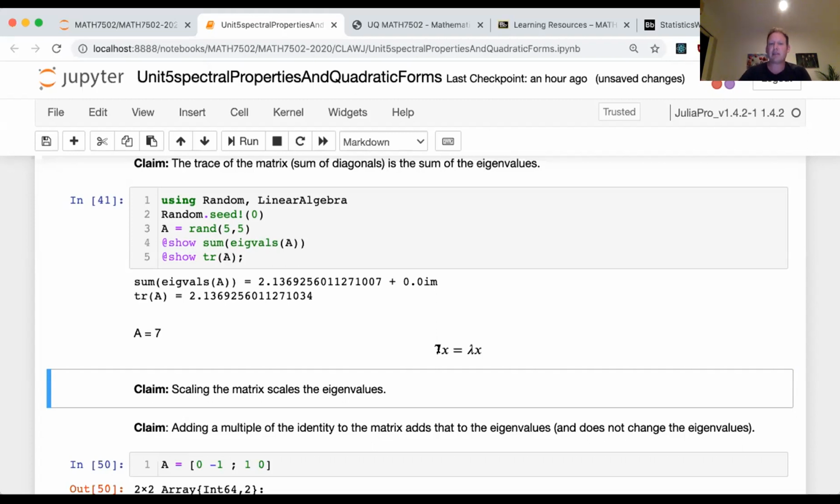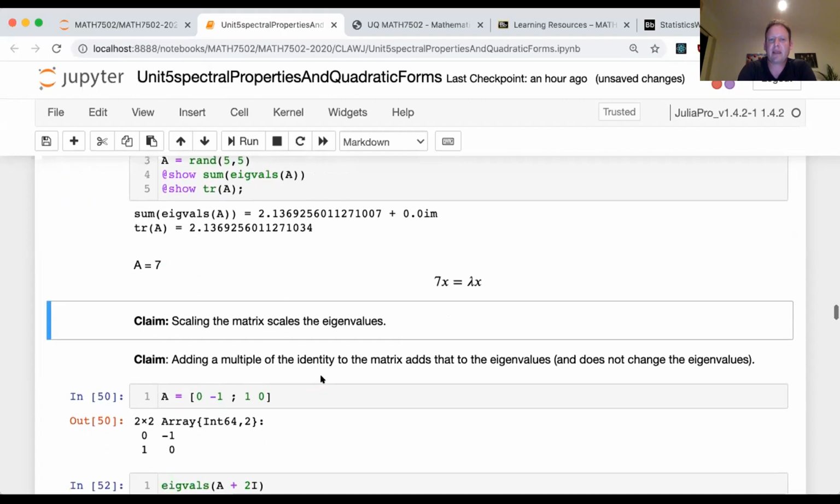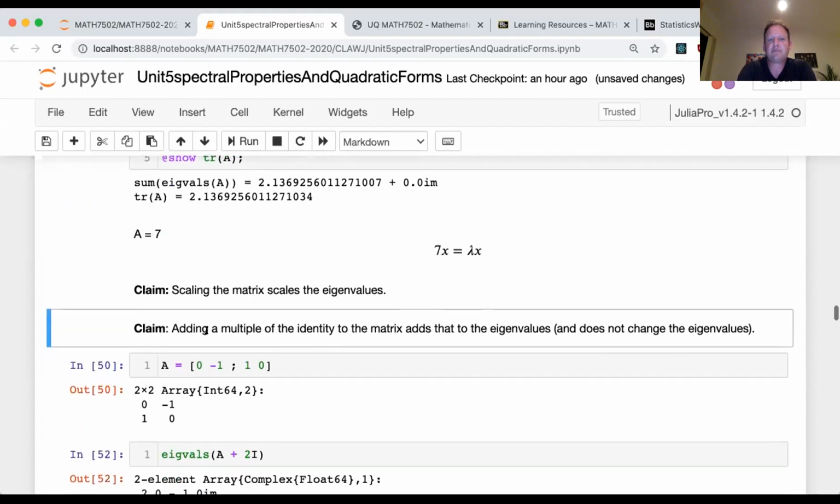The n by n matrix has n squared numbers, but its spectrum, its collection of eigenvalues, is only n, and that tells you a lot about the matrix. Okay, here's another claim. Adding a multiple of the identity to the matrix adds to the eigenvalues and does not change the eigenvectors. So that's kind of nice.